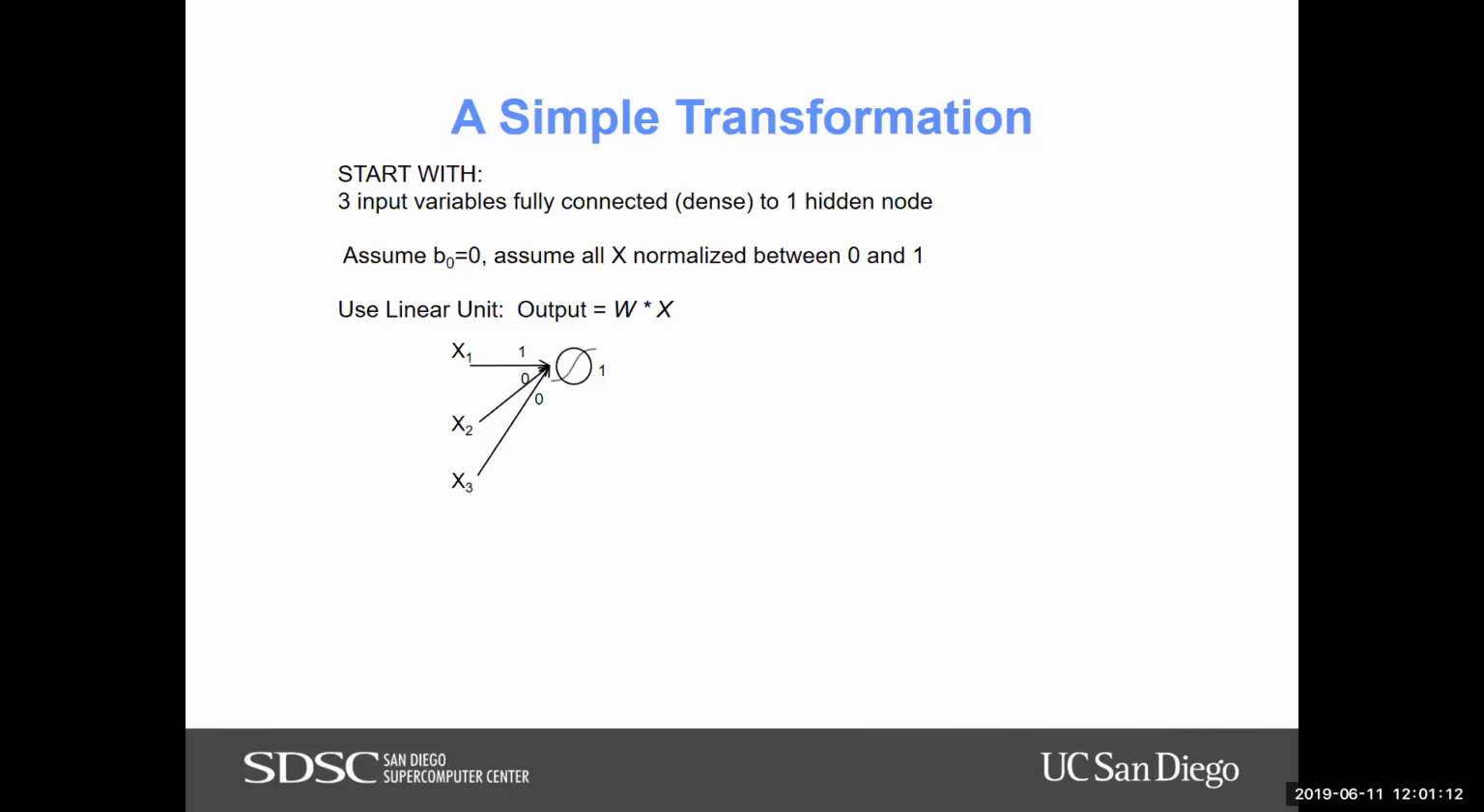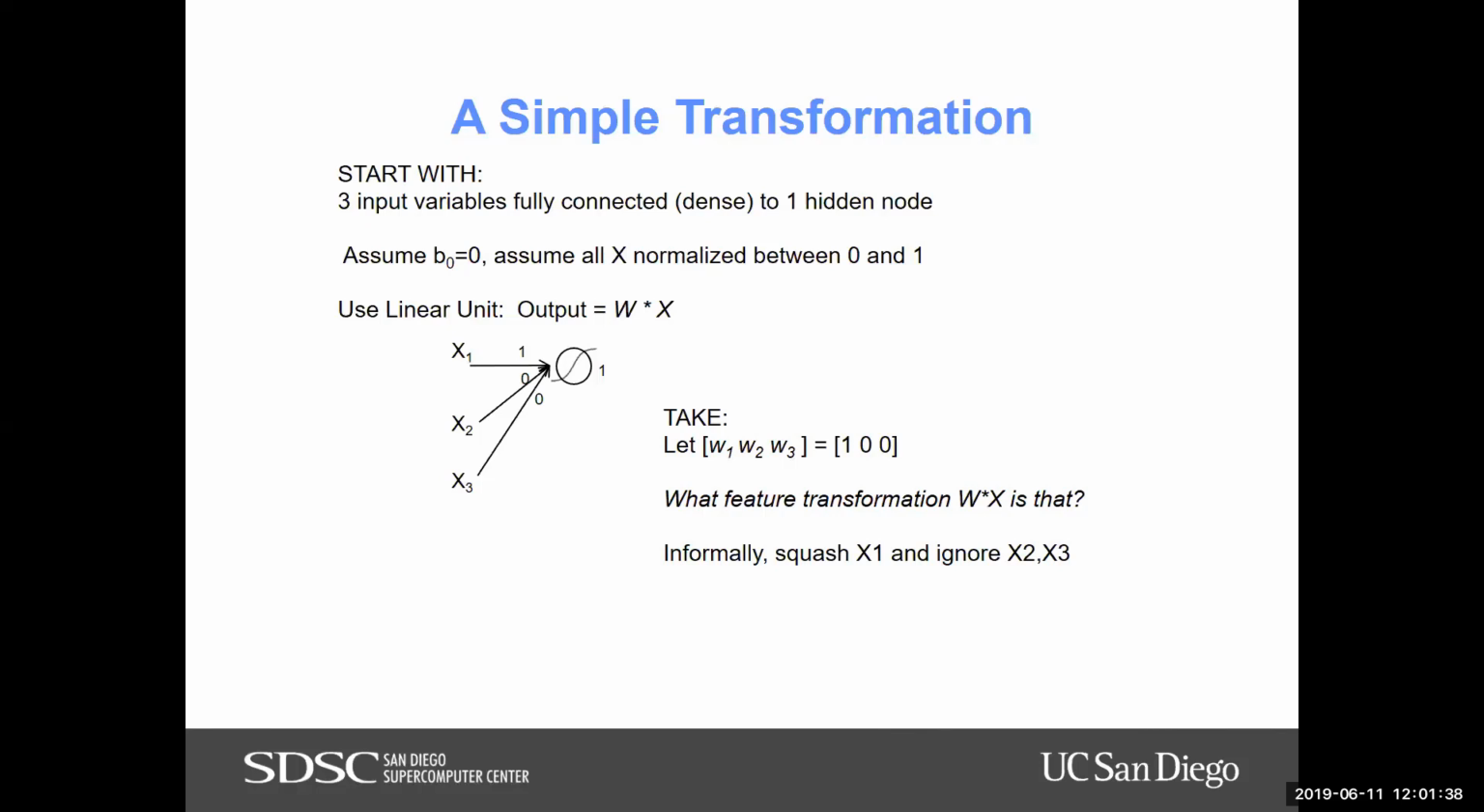Let's assume there's no bias for now, and that X values are all between 0 and 1. And I said, okay, if I have weight values that are 1, 0, 0 for 3 input values, and I ask you, what is the transformation that this weight times input is going to be? Well, really all it's doing is it's taking my X1 value, but it's ignoring the X2 and X3 values. So if I were going to do also a logistic transformation, it would just be squashing that X1 value.